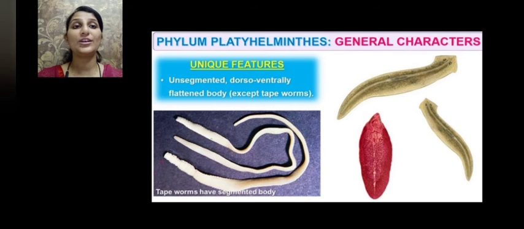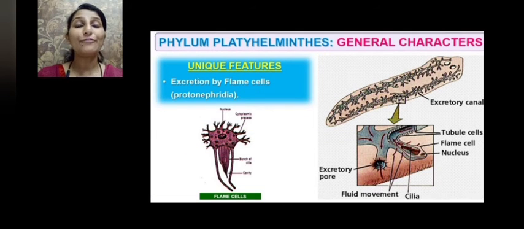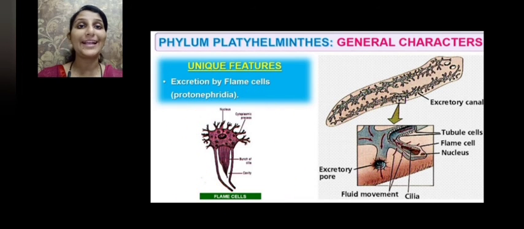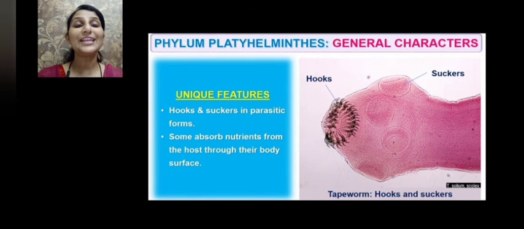And the unique feature is that they are dorsoventrally flattened. They are flattened from both the dorsal side and the ventral side, except in the case of tapeworms. And they are unsegmented. The body is not segmented. And for excretion, they have specialized cells called flame cells, or protonephridia. This is a figure of a flame cell, which helps in excretion or removal of waste from the body of Platyhelminthes.